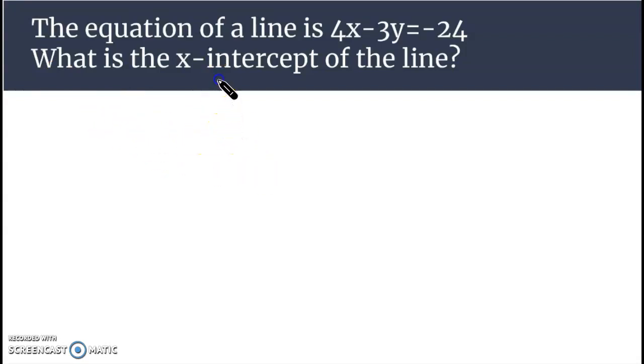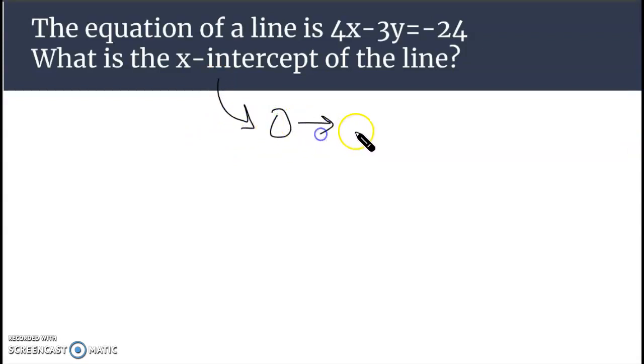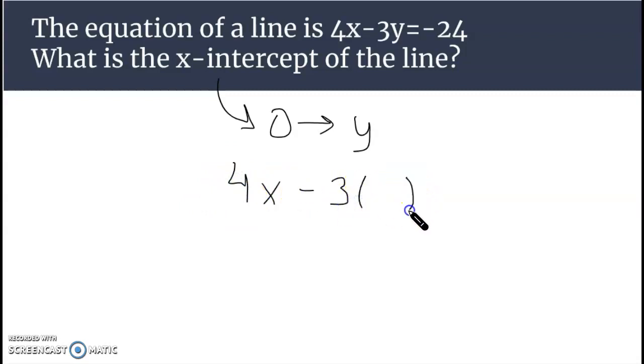In order to find an x-intercept, we put 0 in for y. Alright, put 0 in for y, and then that just leaves us with one variable to solve, which is x. So let me rewrite it here. Here's 4x minus 3, and where the y went, right next to the 3, I'm going to put a 0 in for it. Alright, and if you notice 3 times 0, well, that just gives me 0. So then I'm just left with the simple equation 4x equals negative 24.